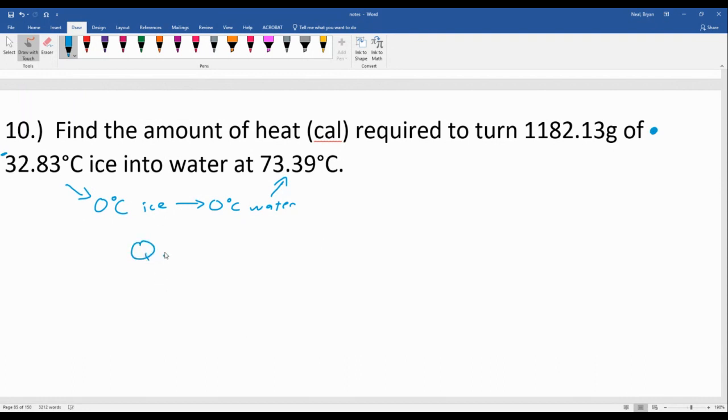So our first Q is going to come from warming up the ice, and that's going to be MC delta T. All right, so the mass is 1182.13 grams. Because it is solid ice, we have 0.50, like we saw in the earlier question. It's not the same as liquid water. And then the change in temperature from negative 32.83 up to 0 is just the positive version of that number because we have to warm it up to 0.